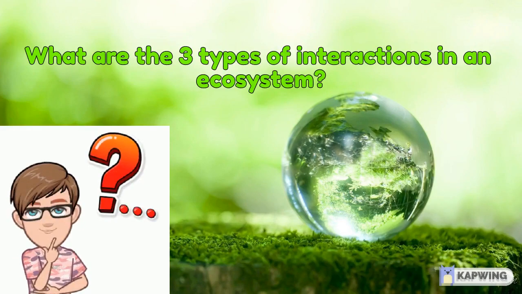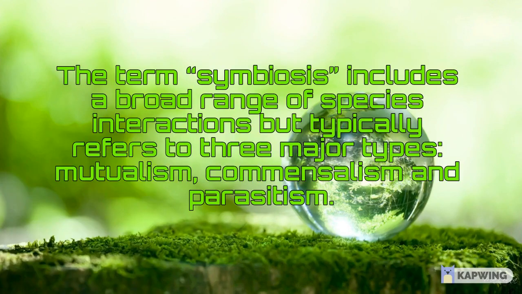What are the 3 types of interaction in an ecosystem? The term symbiosis includes a broad range of species interactions but typically refers to 3 major types: mutualism, commensalism, and parasitism.